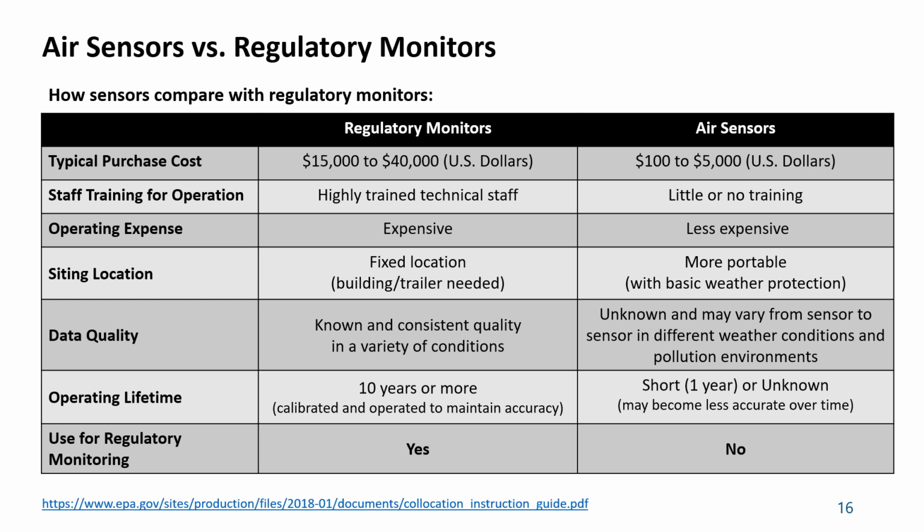Regulatory monitors typically last for 10 years or longer with calibration and maintenance to remain accurate. Air sensors have a shorter lifetime, estimated to be about a year, or in some cases it is unknown, and they may become less accurate as time goes on. Finally, regulatory monitors are the only type of monitor that can be used for regulatory monitoring purposes.